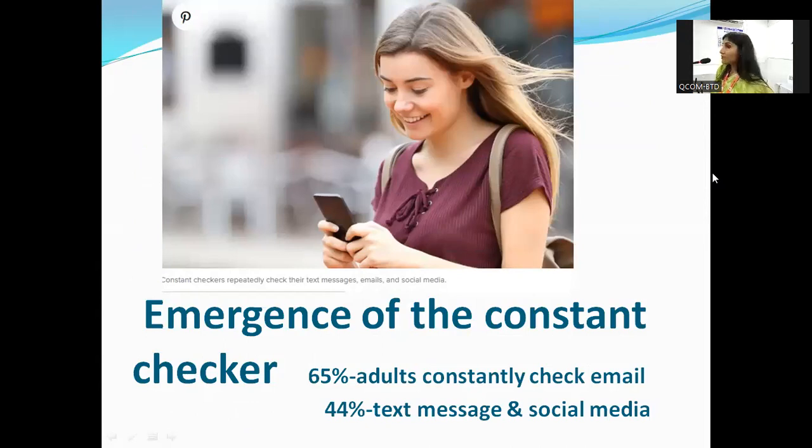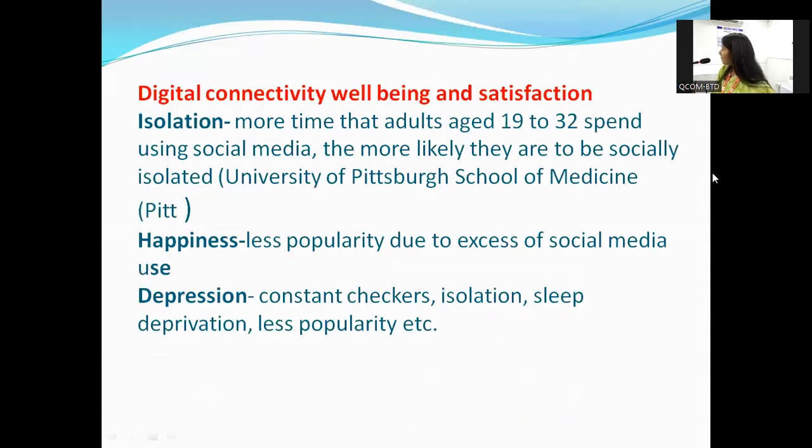Evidence of constant checkers. I mean, a constant checker is any person who constantly checks their emails or messages. 65% constantly check their email, 40% text messages, and social media checking. Digital connectivity, well-being, and satisfaction, isolation. The more time adults aged 19 to 32 spend on social media, the more likely they are to be socially isolated.